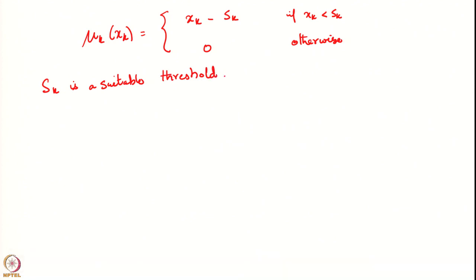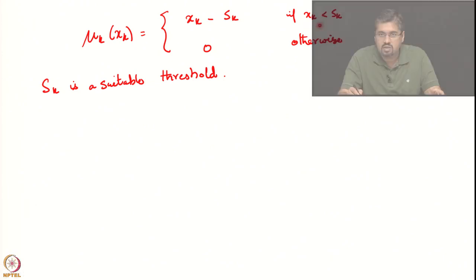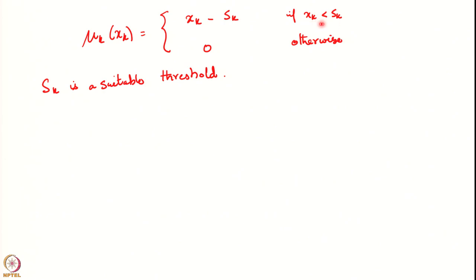Now what does this mean? How do I interpret this policy? This policy is telling me a plan of action. It defines for me a threshold s k, and it tells me that if my inventory x k falls below the threshold s k, so if x k is less than s k, how much should I be ordering? I should be ordering in order to top up to the level s k. If my inventory is less than s k, then I order whatever is the deficit so as to top up till s k. If my inventory is larger than or equal to s k, then I do not need to do anything, and I do not order any further.